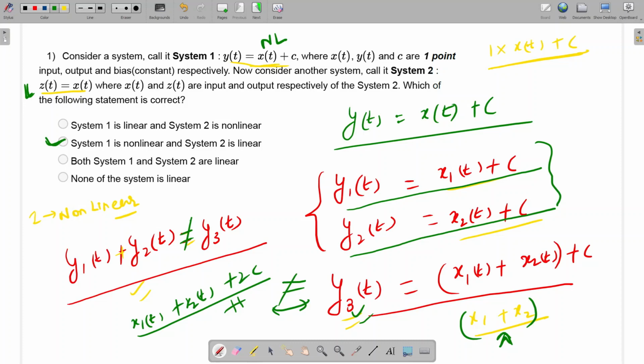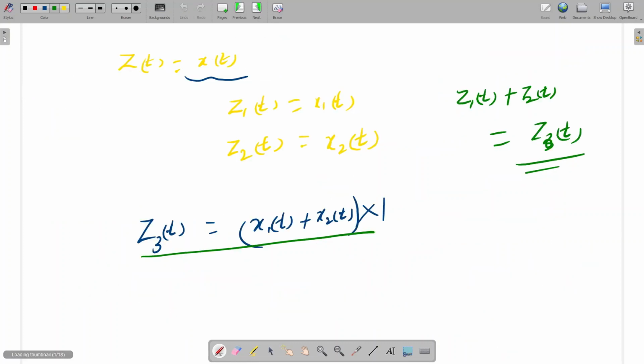Is it clear? Should I proceed to the next question? So this is the only transformation we should remember. If you want any modification in this question, I will explain that also. Is it clear to all? Yes, sir. Okay.